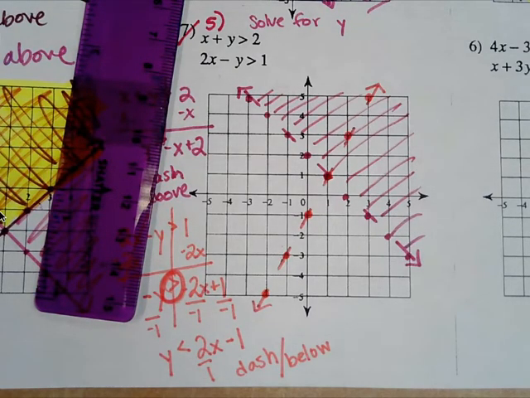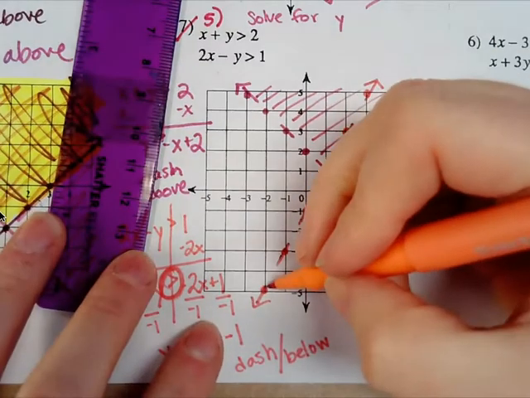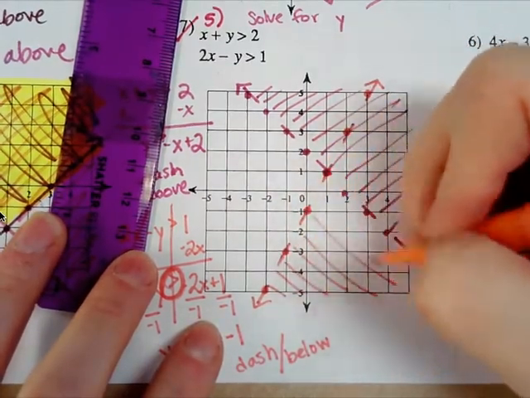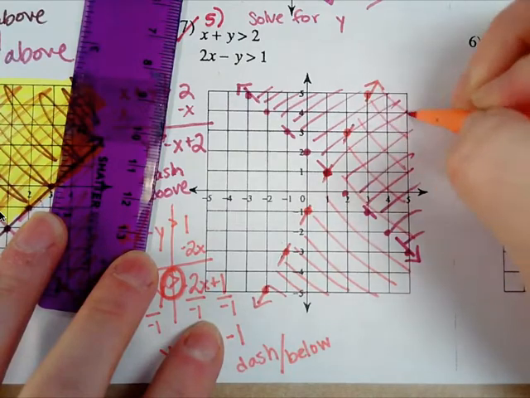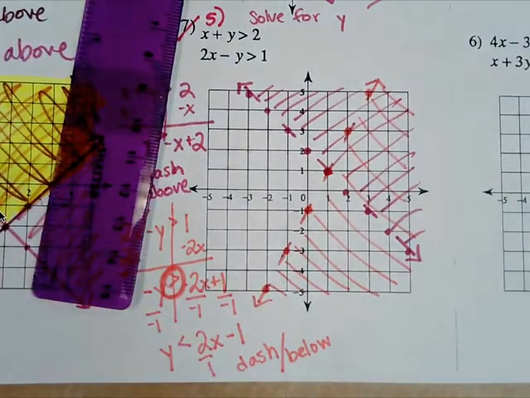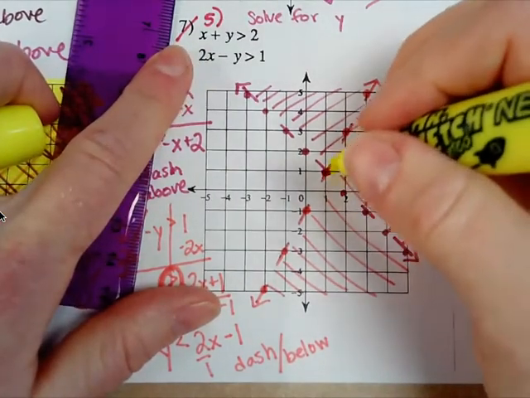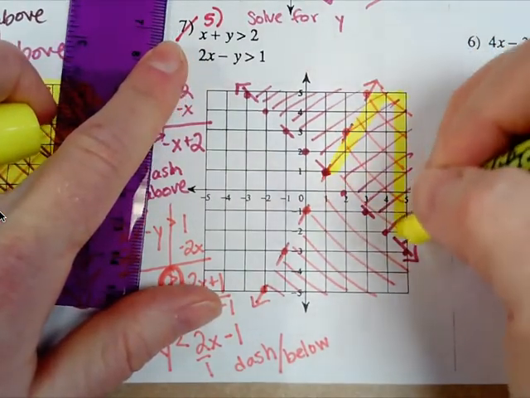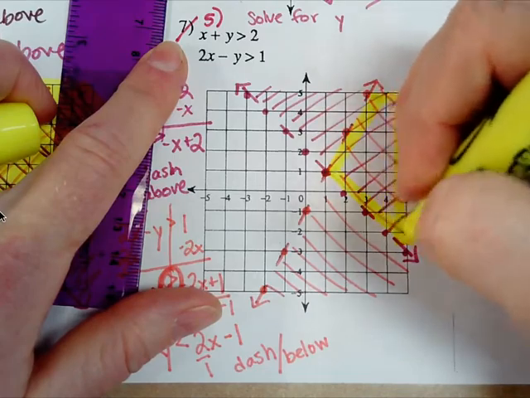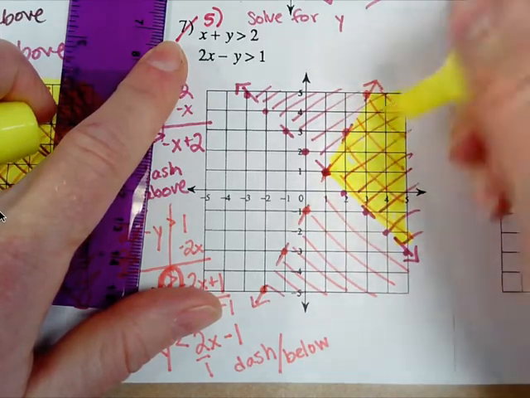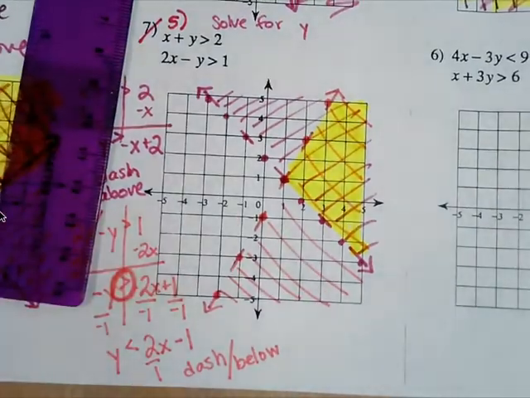And then below. So stick your arms out like an airplane. Tilt your arms. Where would below be? Bottom right. And the double shaded region is your solution. Since these are both dashed, nothing on the line is included, only within that area.